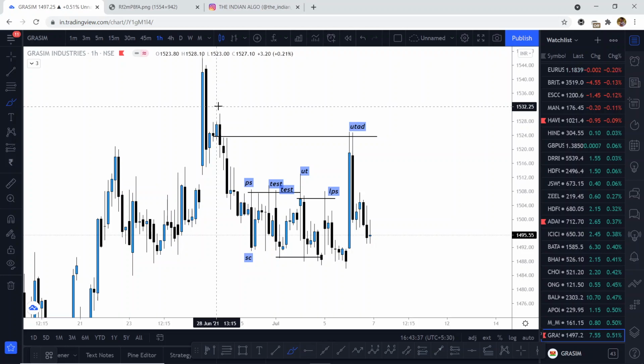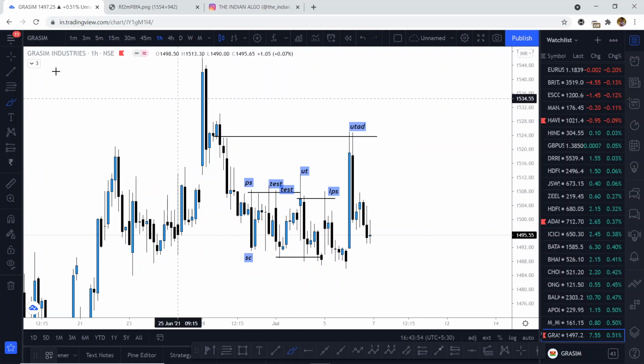If somebody is following VCP, they'll just say follow VCP, there's nothing else that works. There are people who would say that support and resistance works the best. There are people who would say that triangle breakouts work the best. But you need to identify what actually works for you. I'm not against anyone.